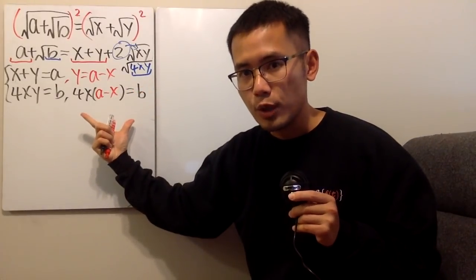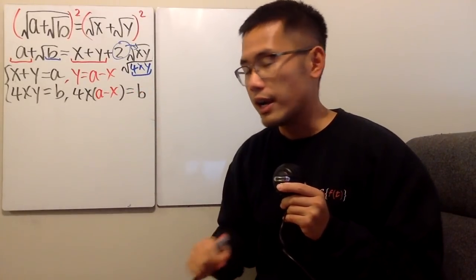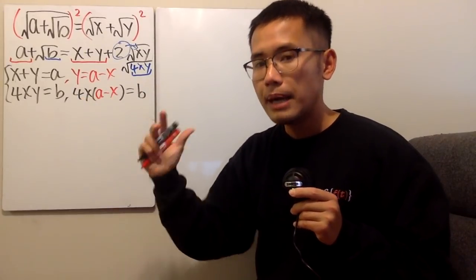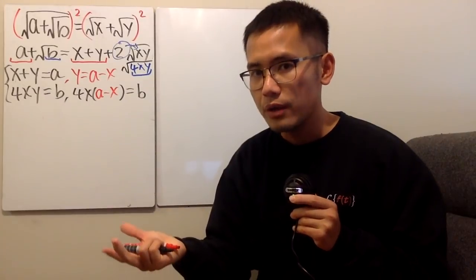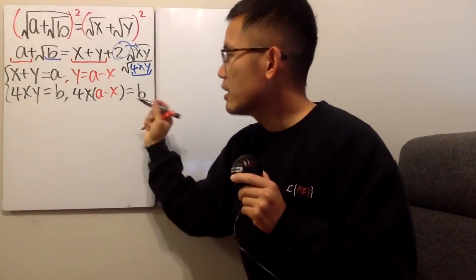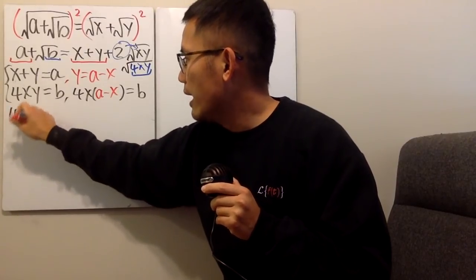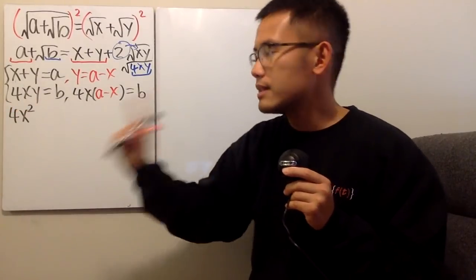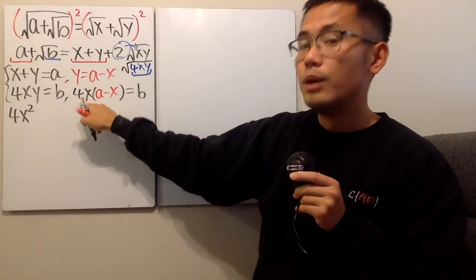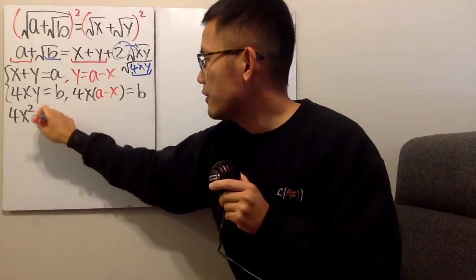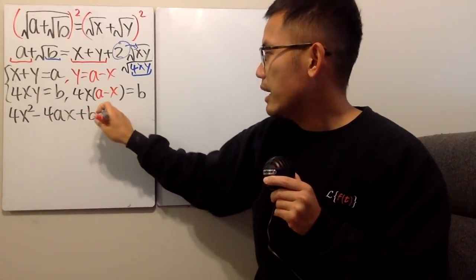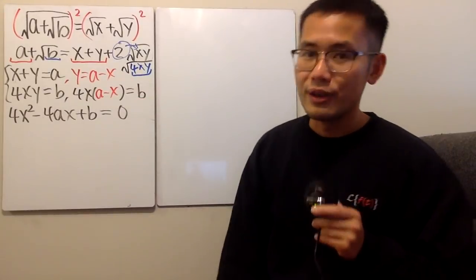Now, this is just going to be a quadratic equation, and let's do this in our head. You see, this is 4x times negative x, that's negative 4x squared, but I don't like to have a negative in front of the x squared. So let me put that term to the right-hand side, but I'll write it down first though. So we get positive 4x squared. Next, this times that is positive 4ax. Bring that to the other side, becomes negative 4ax. And then this right here is on the right-hand side already, so it's positive b. And let me just put equal to 0 right here.